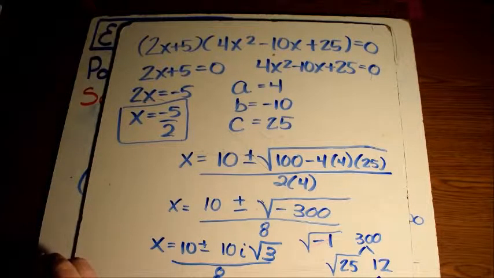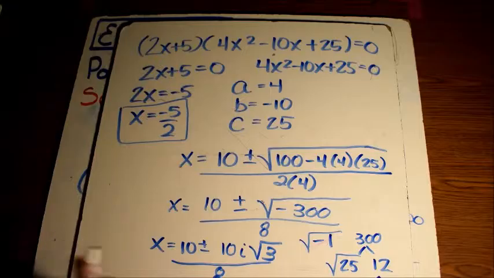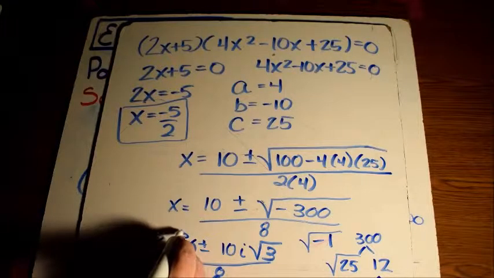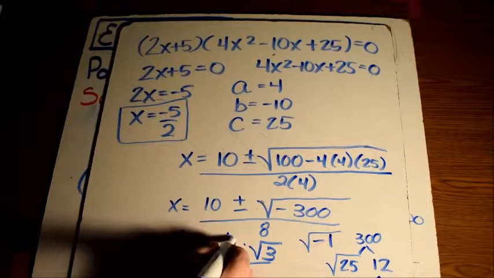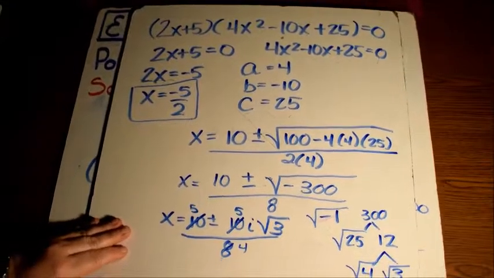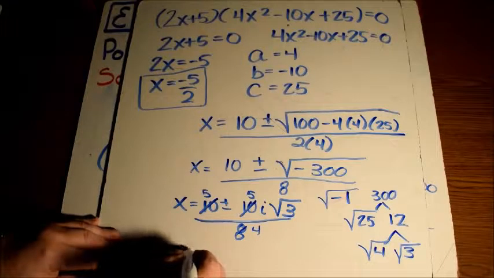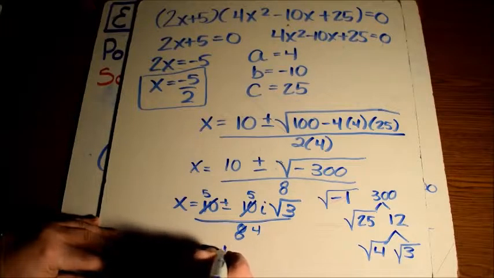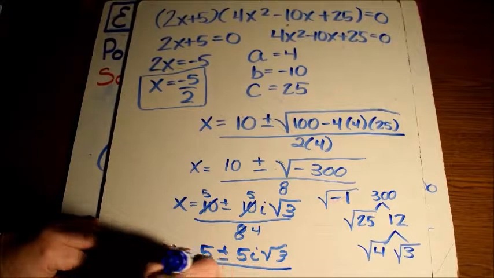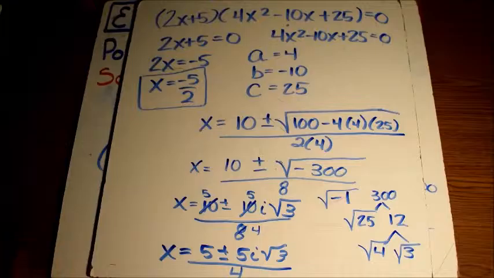If you get to this point, I will be fantastically thrilled. But if you get to the next step, I'll be even happier if that's possible. Look at this. We've got a 10, a 10, and an 8. So I can divide all of those by 2. So if I do that, that becomes a 5, that becomes a 5, and that becomes a 4. So my final answer is going to be x equals 5 plus or minus 5i square root of 3 all over 4.